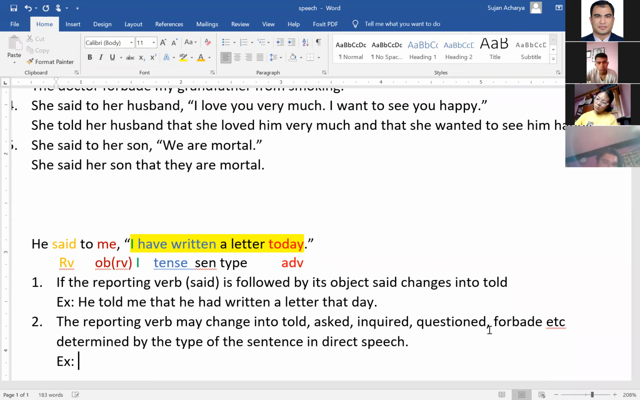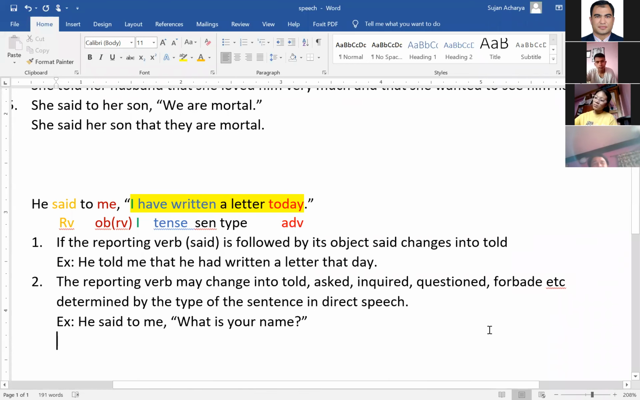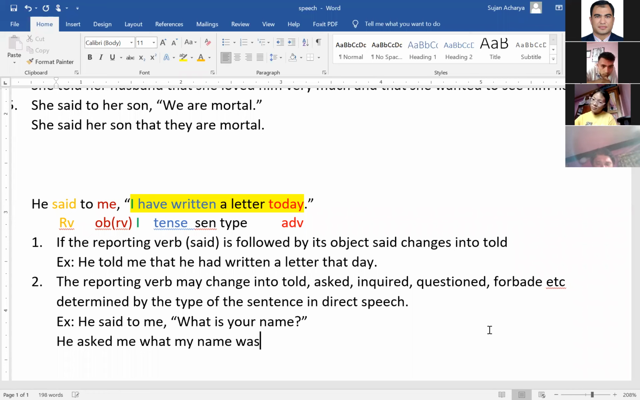Example, he said to me, what is your name? Now, this said may not always change into told, but as we have said, it's determined by the kind of the sentence in direct speech, because the sentence in direct speech is an interrogative question sentence. So it changes into something like this. He asked me what my name was.